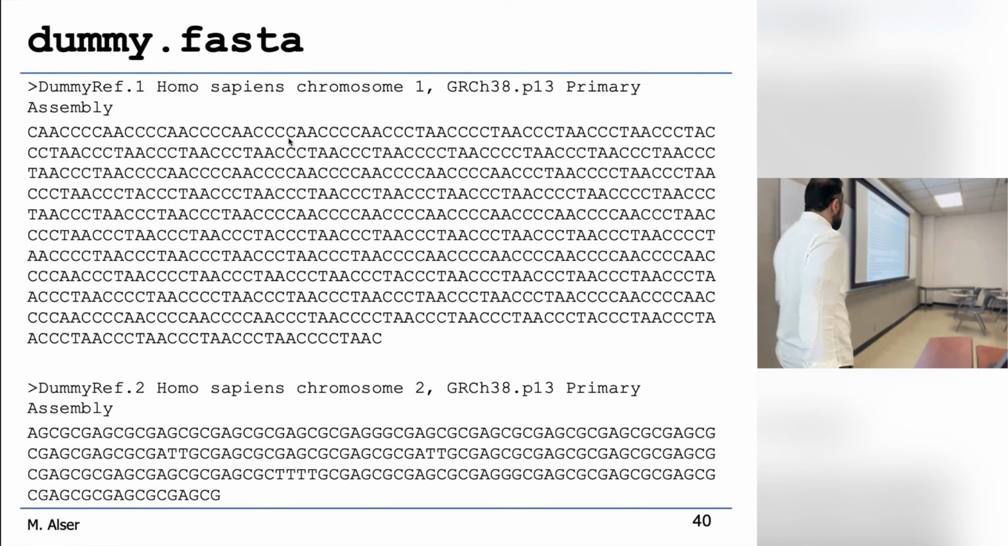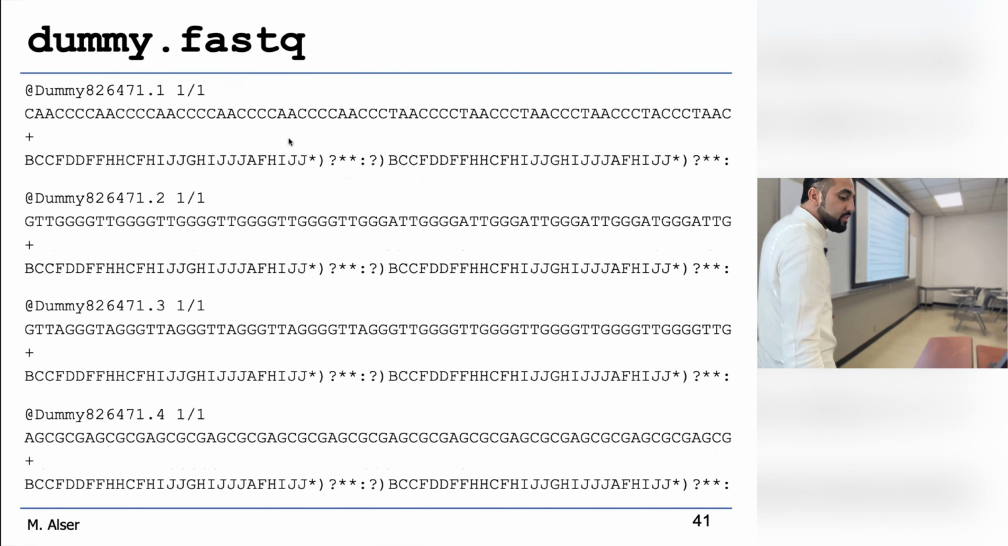This is the FASTA file, so I made my own. In reality, I copied it from another genome, so this is real data, but I made my own header over here and here. This is chromosome 1, chromosome 2. And you can see I made an extra line in between, okay? I made an extra line. And this is the FASTQ. Also, again, it's dummy.